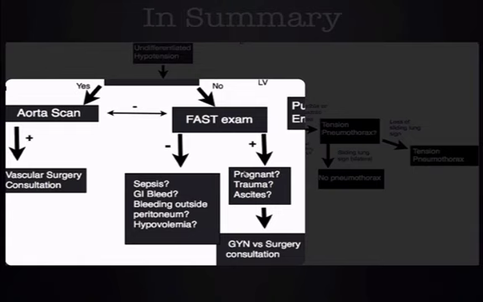As I mentioned earlier, we can't differentiate one fluid from another. Free fluid is free fluid, so you have to use your clinical context. Depending upon what your clinical context is, you consult GYN or you consult surgery. If you think it might be ascites and the patient is stable enough, you can do a quick peritoneal tap. If you get frank blood out, you know you need to call surgery. If it's ascites, then you have to keep looking.